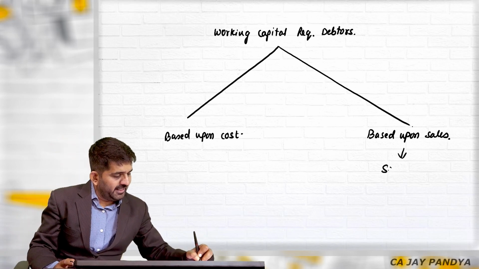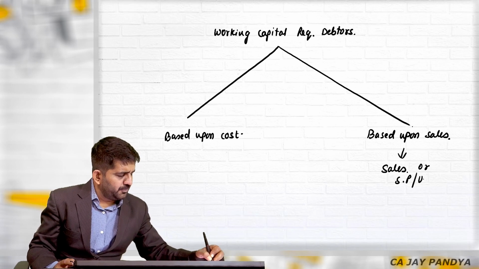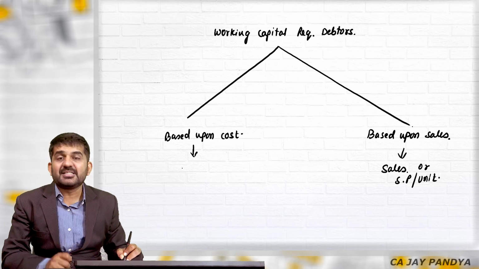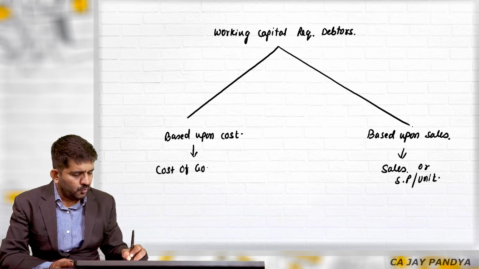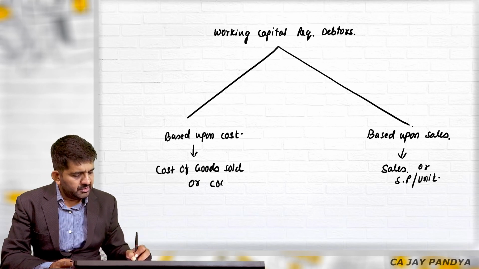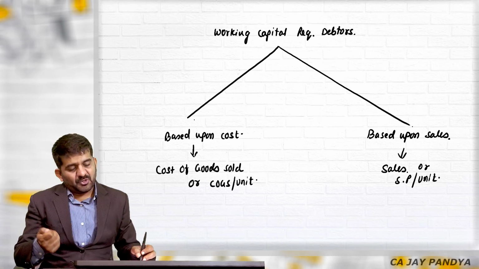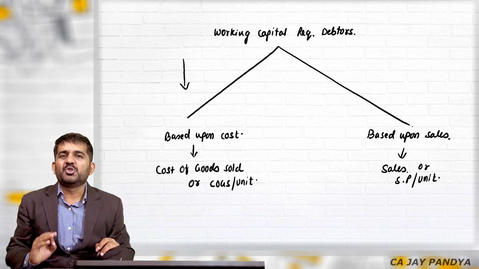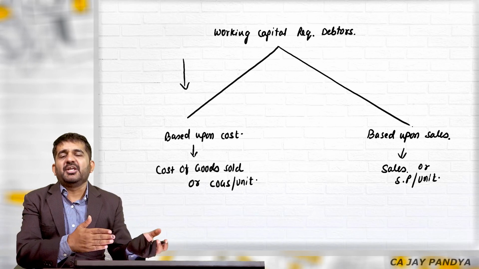Here what you will be taking? Sales or selling price per unit, if you are to multiply per unit. Based upon cost, what you will be taking? Cost of goods sold or COGS per unit. Which is a good approach? This approach is a good approach. In debtors management, you should take cost, because that is your cash outflow which is invested in your business.